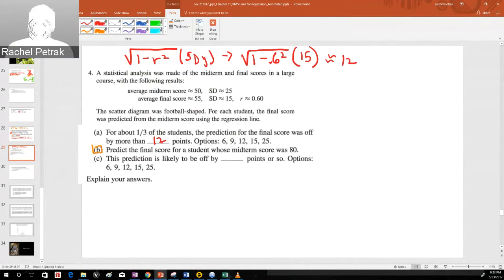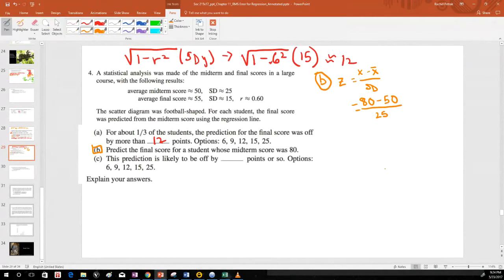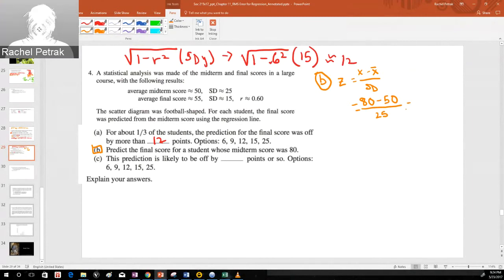So now on B, we can predict the score for the student whose midterm score was 80. Well, we need to convert to a z-score first. Z equals x minus x bar over the standard deviation. So that's equal to 80 minus the average midterm score of 50, over our standard deviation of 25. So what's this z-score? Well, the student is 1.2 standard deviations above the average.